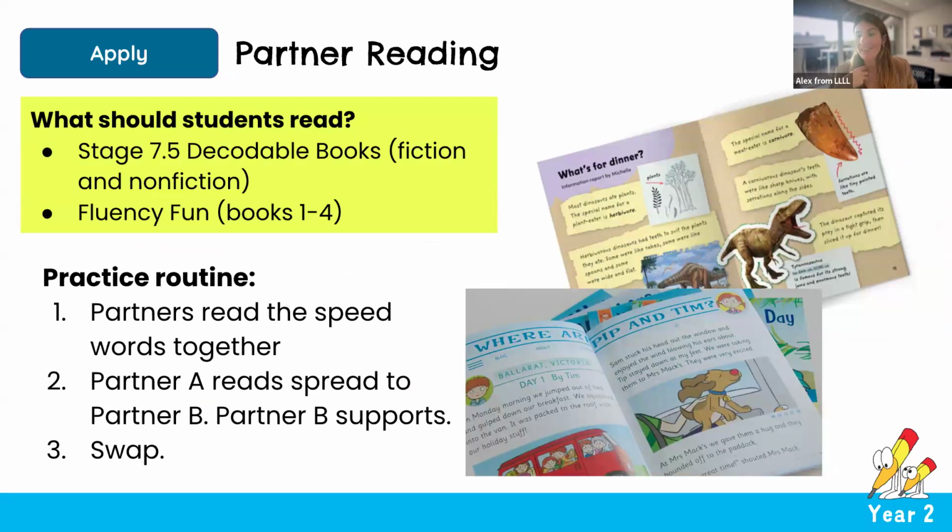Partner reading hasn't changed much either. So let's just really look at what students are going to be reading in this partner reading session. So the routine has not changed. Guidance around that routine is exactly the same. But what should they be reading? We've got the stage 7.5 decodable books, the fiction and the non-fiction. They should absolutely be reading those if you deem that the right level for them, because it's a perfect opportunity to practice what we've been learning during the lesson or the previous week.